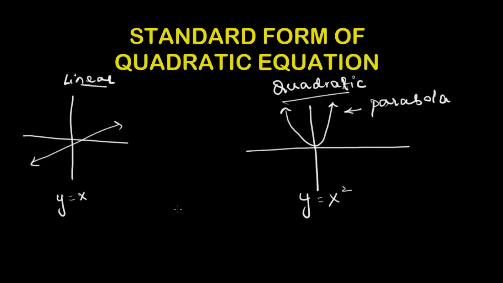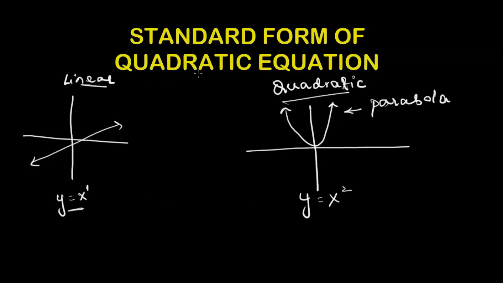We call them parents because in both of these cases, we do not see any numbers introduced into the equation. It's just the dependent and the independent variable, here with the power 1 and here with the power 2. That's why this is the parent of a linear equation and this is the parent of a quadratic equation.